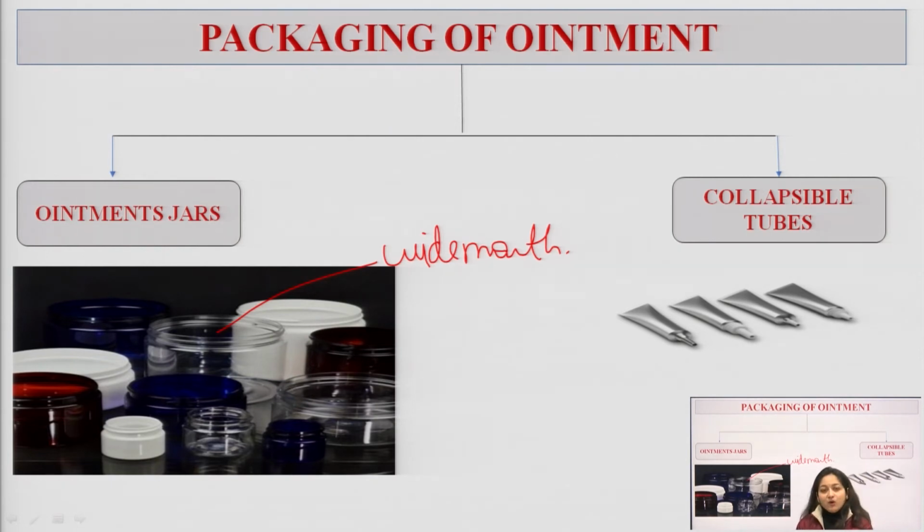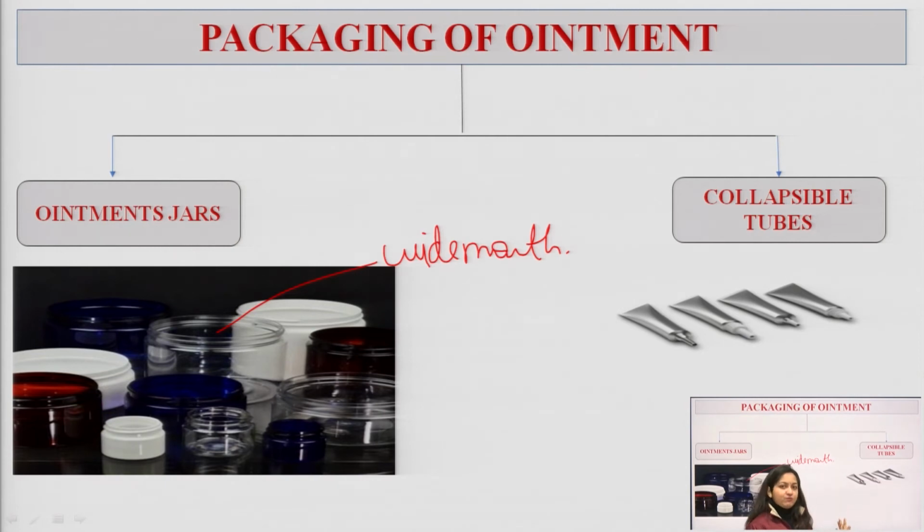Now why wide mouth? Because application or removal of the creams from the finger is very easy when we talk about wide mouth containers. So removal of creams becomes easy, and application of creams to the surface becomes easy. As a result, it is often supplied in jars, as you can see here on the screen. These are nothing but wide mouth containers, so these are sometimes also called ointment jars.